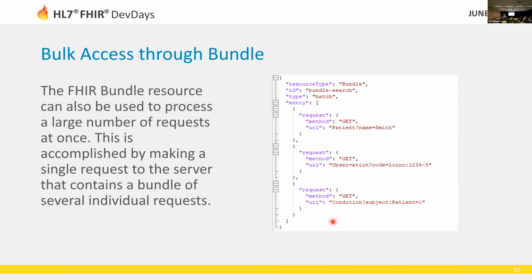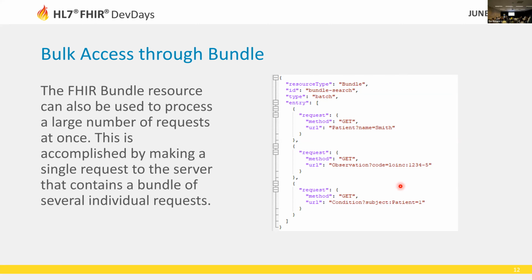And then there's another way. We can also do bulk access through bundle as well. So FHIR bundle resources can also be used to process a large number of requests at once. It is normally accomplished by making a single request, which has a bundle of several individual requests.